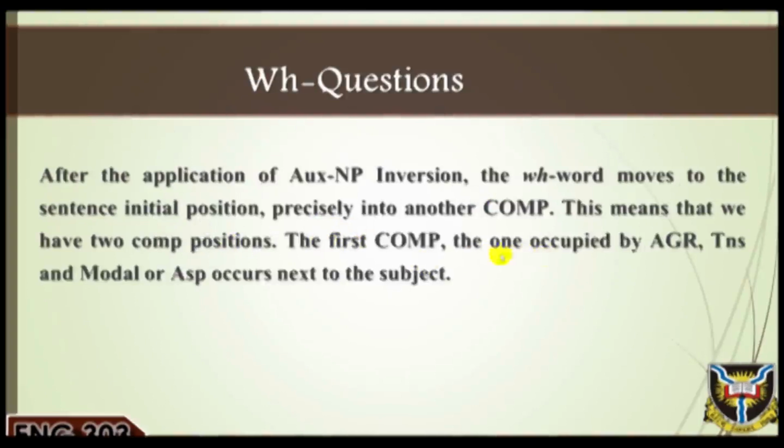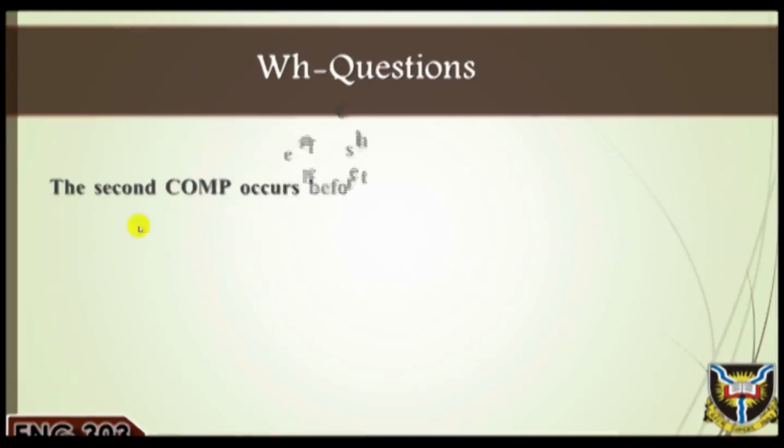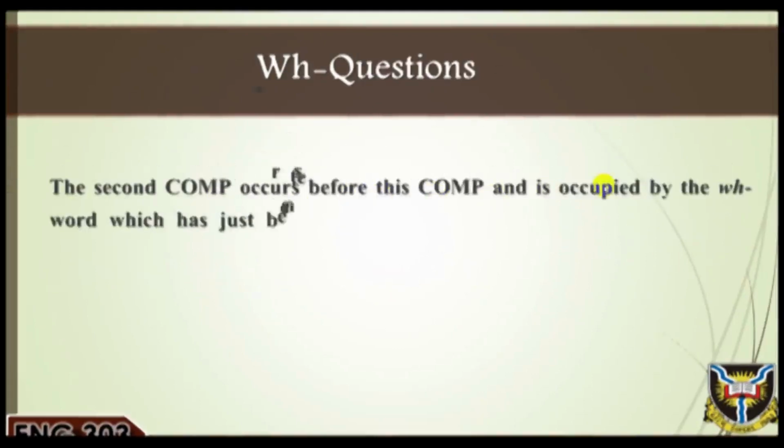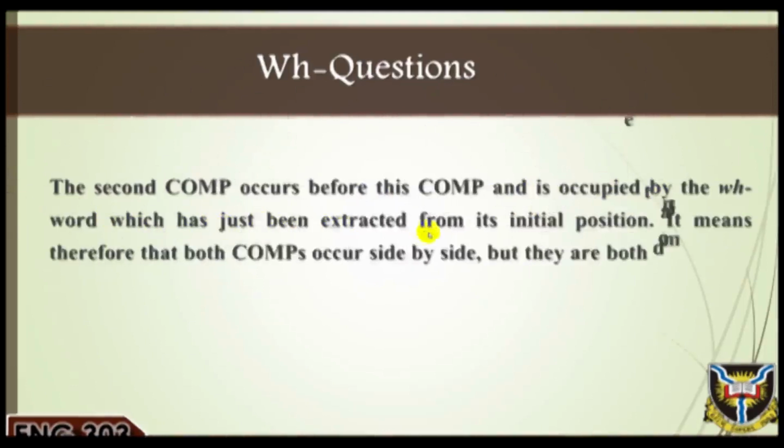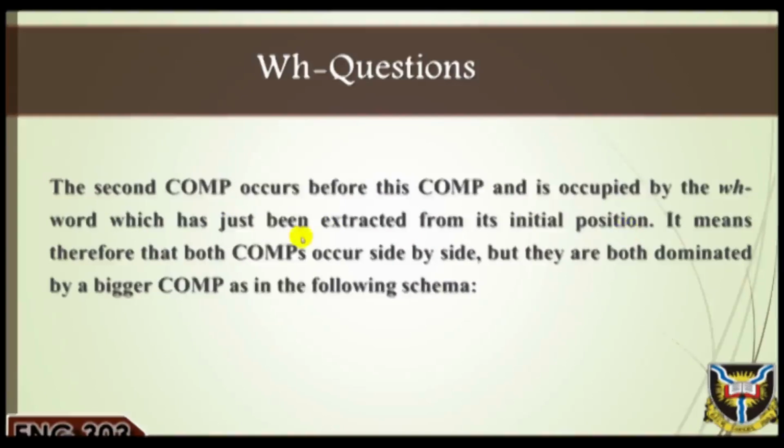This means that we have two COMP positions. The first COMP, the one occupied by AGR, TNS, and modal or ASP, occurs next to the subject. The second COMP occurs before this COMP and is occupied by the WH word, which has just been extracted from its initial position. It means, therefore, that both COMPs occur side by side, but they are both dominated by a bigger COMP, as in the following schema.